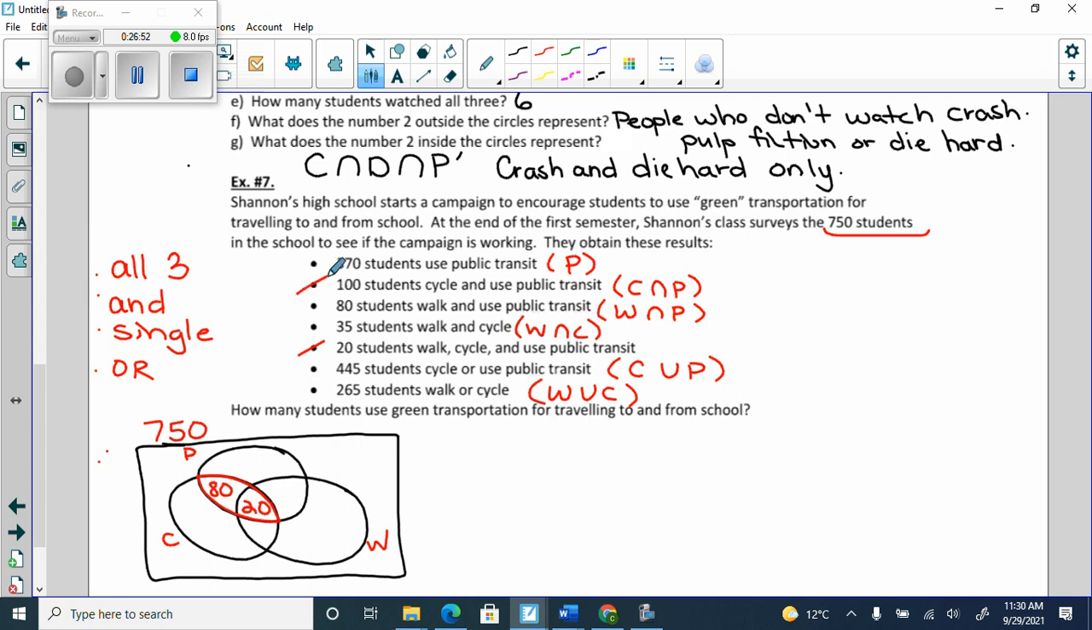Then we have 80 students walk and use public transit. So now I need to go to the walk and public transit eyeball, which is this one. How many are already walking and using public transit? 20. And I need 80. So how many do public transit and walk only? 60. Then we have 35 students walk and cycle. So in the walk and cycle, I need to have 35. I already have 20, so I'm going to have 15. You try and fill in the other ones.